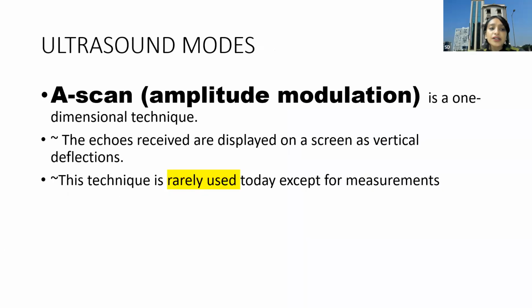Now, there are different ultrasound modes that we use. A mode or A scan, there is B scan, and there is M scan. So what is A scan? It is rarely used though. It is amplitude modulation mode. It is a one-dimensional technique. The echoes received are displayed on the screen as vertical deflections.